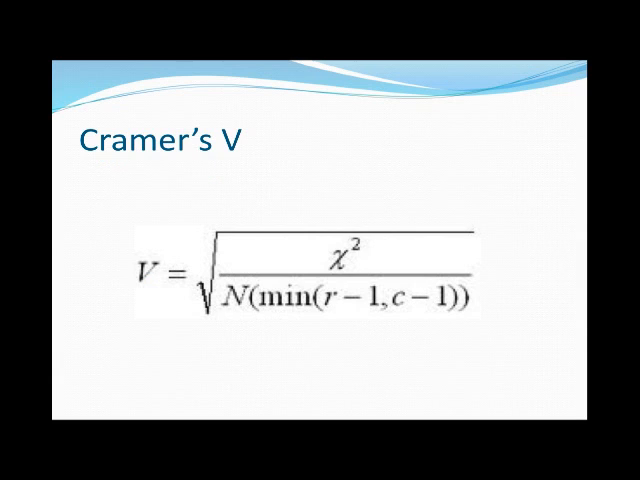So in essence, here is the formula. As we can see, we have our V equals square root of chi-square divided by the number of cases, n, multiplied by minimum row minus 1 or column minus 1. And there's our Cramer's V.